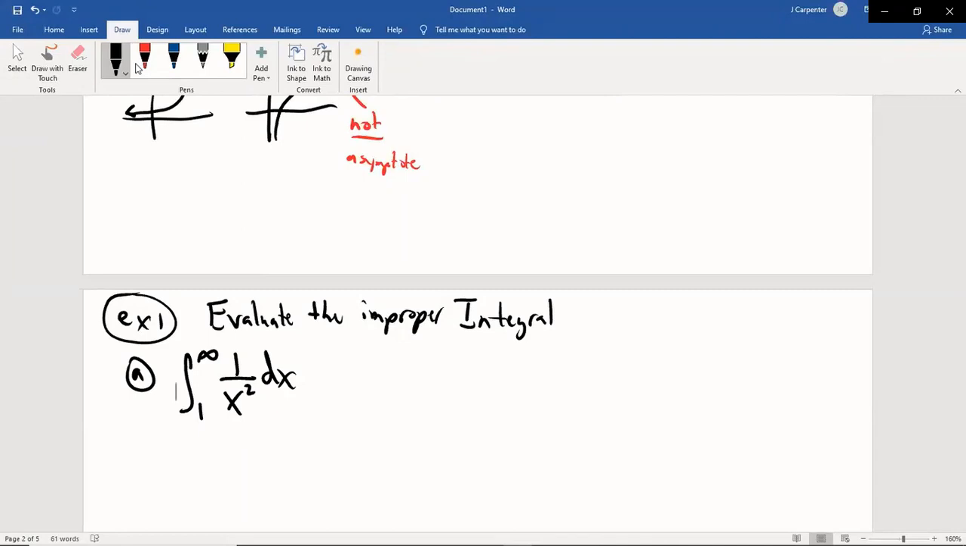Okay. So because of the infinity, we have to change this up. We have to say equals the limit. And what letter you write here does not matter. You can do B, you can do A, just don't do X, you can do Z. So the limit as B goes to infinity. So we want to think about this number B getting really, really, really big. And we're going from 1 to B of 1 over x squared dx.